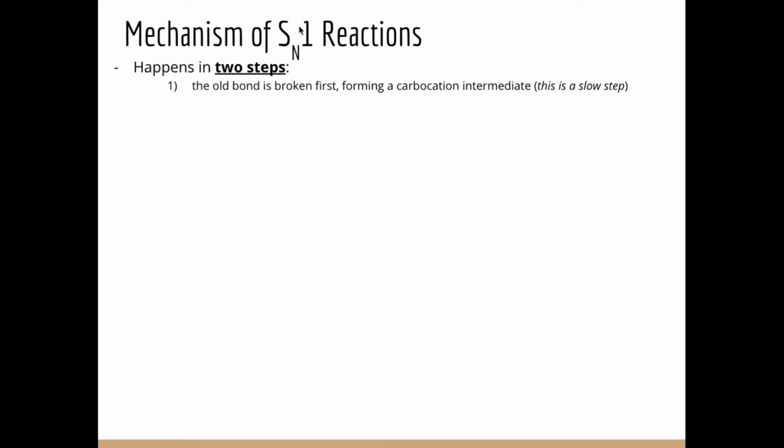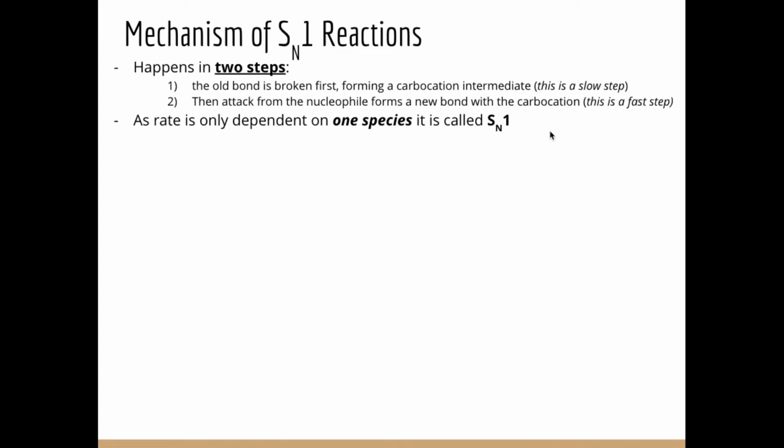So that means we call it SN1 because there's only one reactant involved in the slow step, in the rate determining step, and in our case that is the halogenoalkane. Because as soon as the carbocation is formed, the nucleophile will find that positive carbocation and immediately and very quickly form the new bond. We get attacked from the nucleophile to form the new bond with the carbocation. As the rate is only dependent on one species, that's where the number 1 comes from.